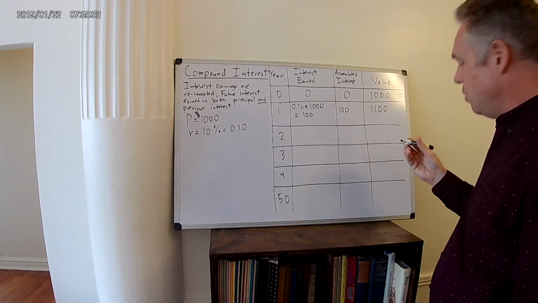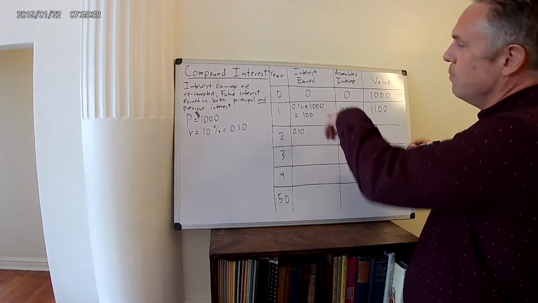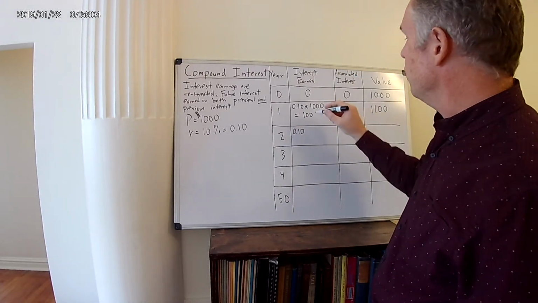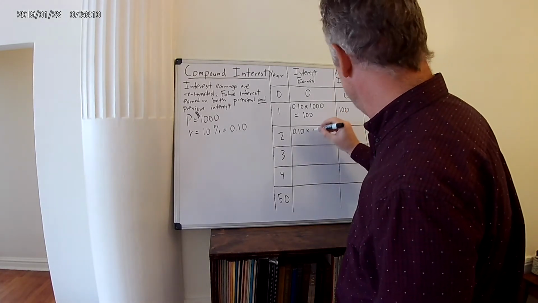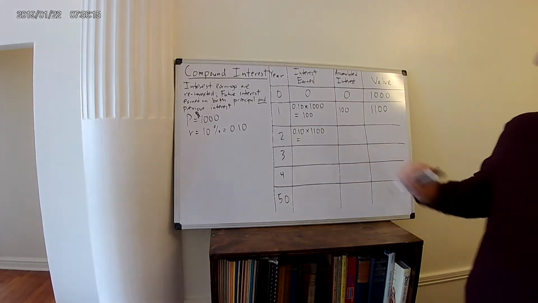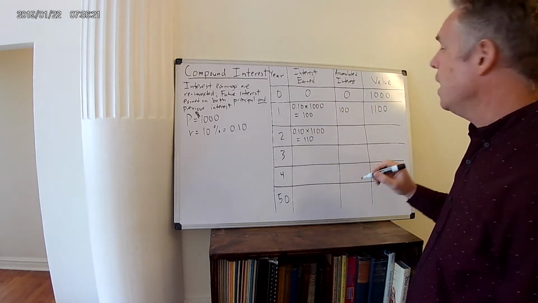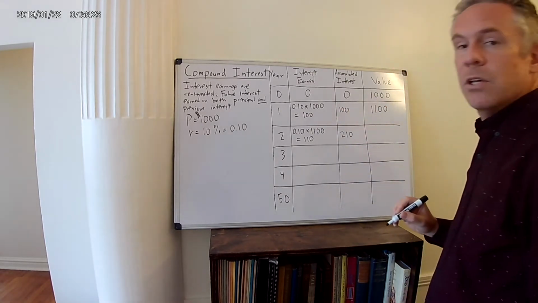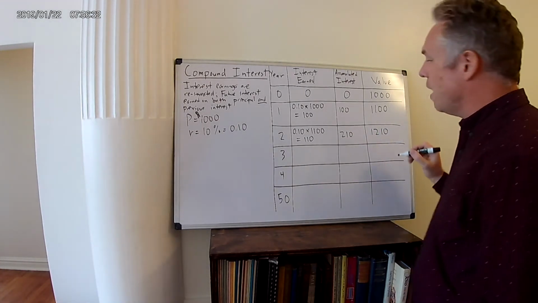Well, the difference comes in year two. In year two, the amount of interest I earn is 10%, but I don't earn the 10% just on the initial $1,000. I earn it on the previous value, on the initial $1,000 plus the previous interest. So the interest I earn in year two is 0.10 times $1,100. And if you plug this into your calculator, this comes out to $110. So I earn $110 of interest in year two. And then the accumulated interest is 100 plus 110, so my accumulated interest is $210, and the value of my account is $1,210 after year two.